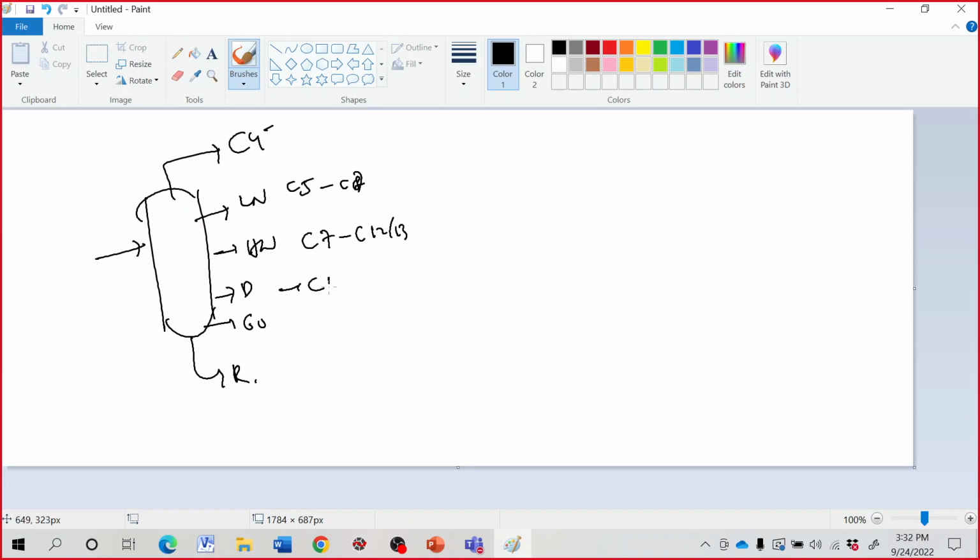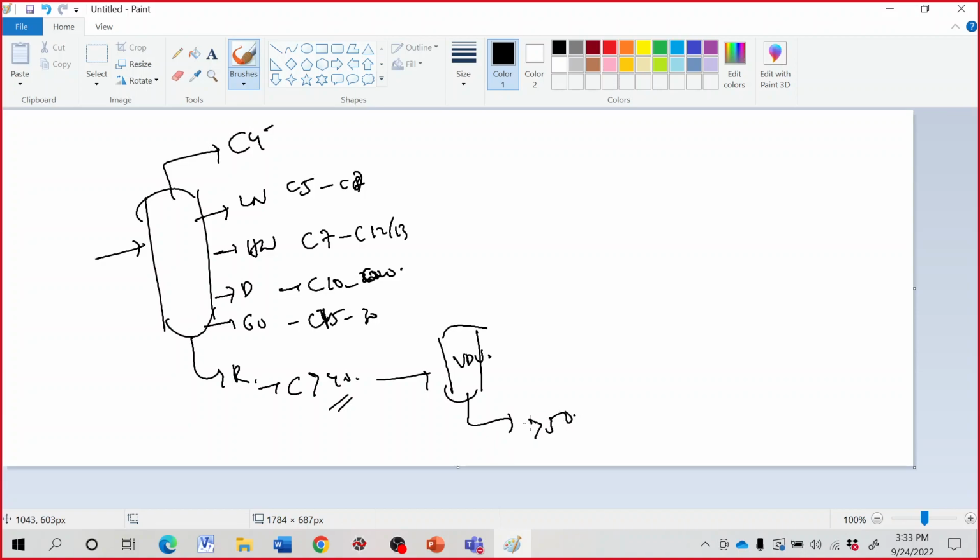Then this is going to be like C10 until C20, roughly, and this then C15 until C30, I don't know, and then this is C above 30, 40, something like that. You can Google this yourself. So this guy goes to the vacuum distillation unit, and this guy is also very heavy, like maybe 50, I don't know.